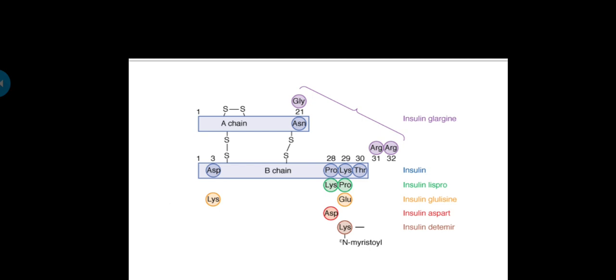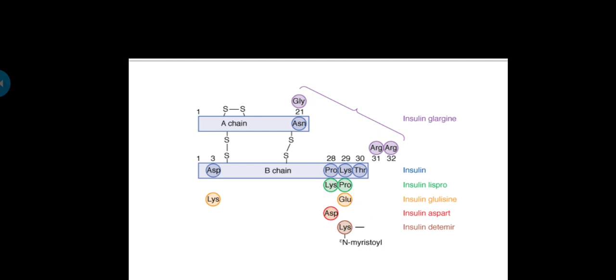Insulin glulisine: aspartic acid at position 3 is changed to lysine, and lysine at position 29 is changed to glutamic acid. In insulin aspart, proline is replaced with aspartic acid at the 28th position. In insulin detemir, there is deletion of the threonine and a myristoyl group is added to lysine at position 29. In degludec, at lysine in position 29, there is an addition of hexadecanoic acid with a gamma glutamyl spacer. If you remember this picture, then insulin analogs will be easy to remember, and it is a very important short note.